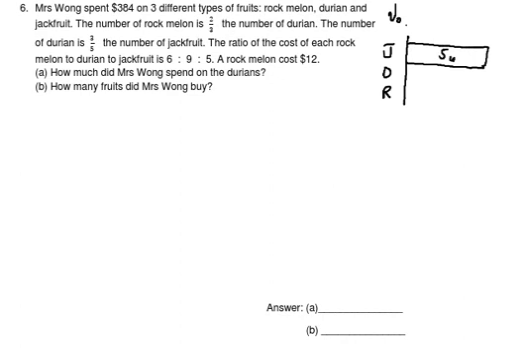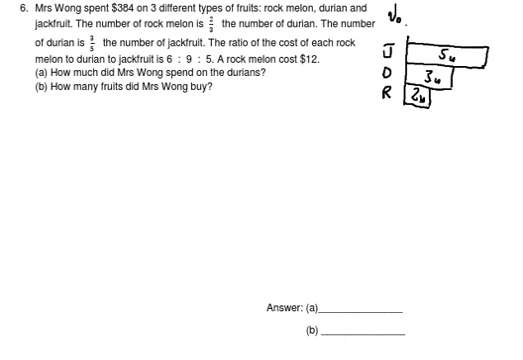Now, durian is how many units, Caroline? 3 units, good. Rock melon is how many units, Amish? 2 units. So all this is for the number of fruits. So the ratio is 5:3:2, right? Correct? Okay, now, the ratio of the cost of each rock melon to durian to jackfruit is 6:9:5.